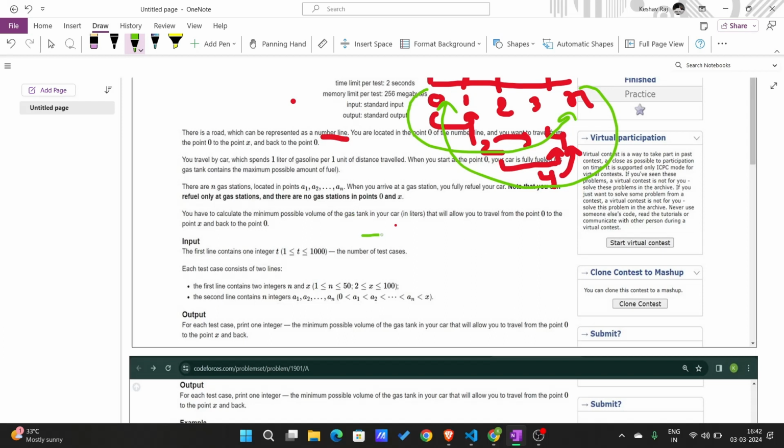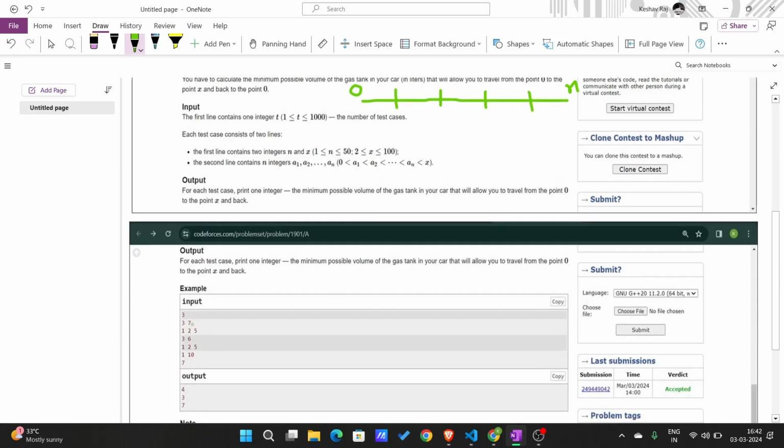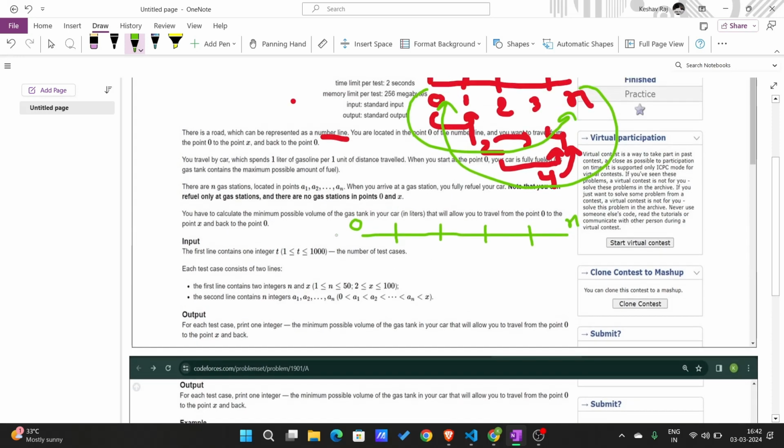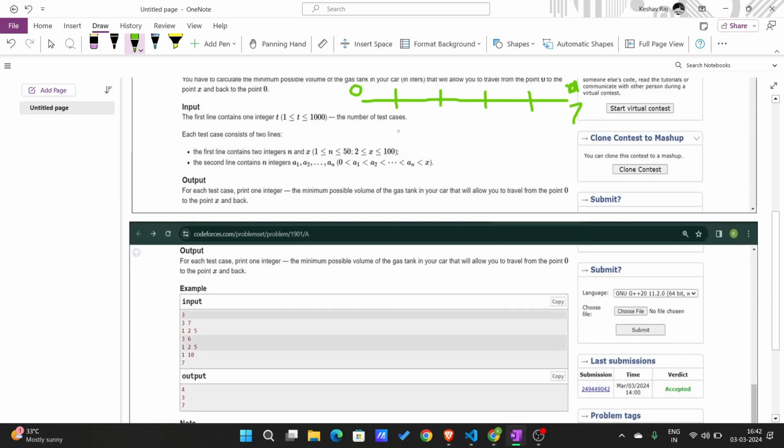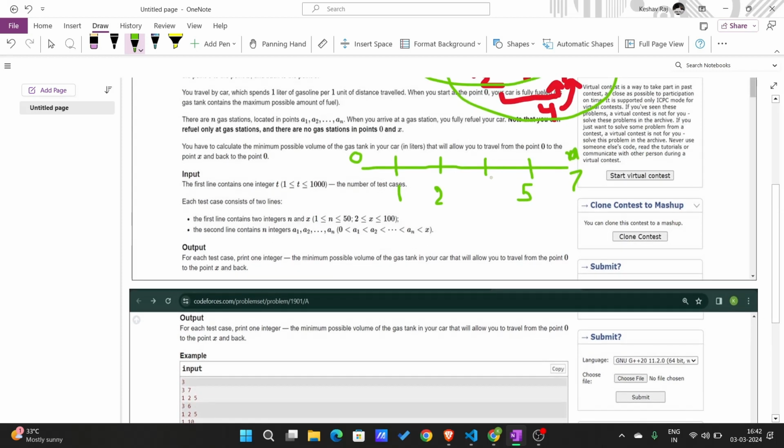So how do we approach this question? As they already told, we will try to draw a number line here, okay. We will mark 0 and X first. We know that there are going to be gas stations in between, so we'll mark the gas stations in between. So let's take the first example, 1 2 5, okay. Let's suppose 0 is 0 and the X value here is 7, okay. And then we will mark the gas stations as 1, 2 and 5, okay. For now I have 1, 2 and 5 only, okay.